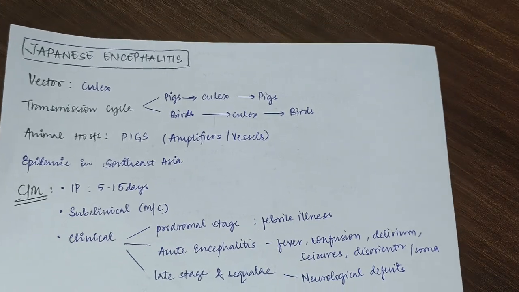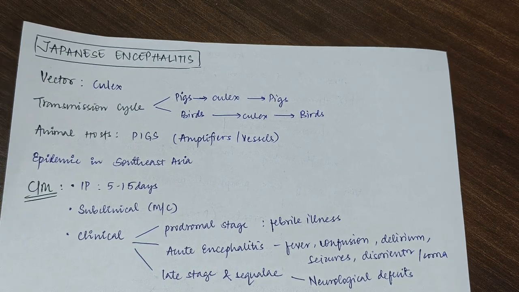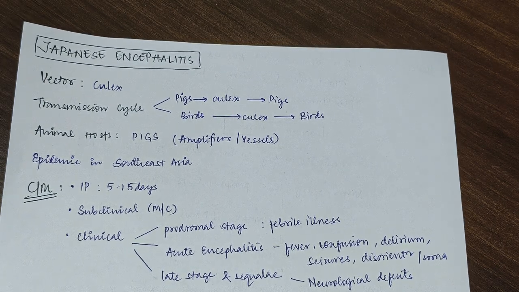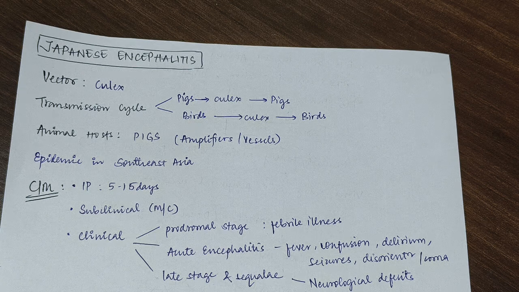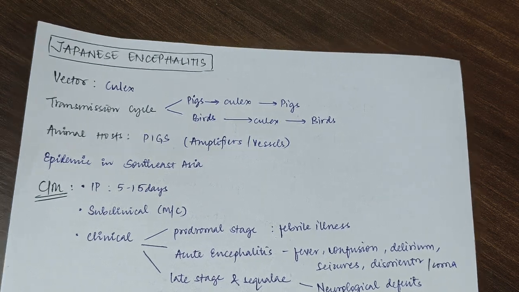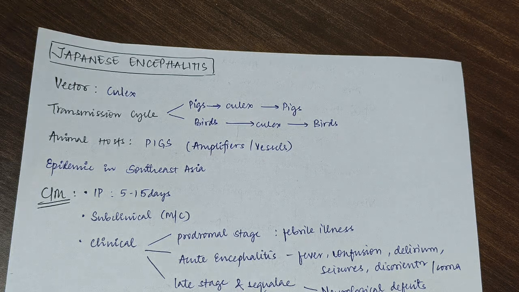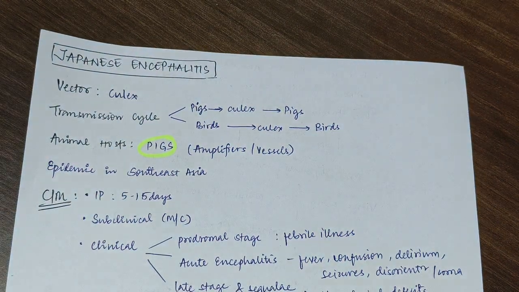These are the things you must know regarding poliomyelitis, which can be asked for 5 marks, whereas Japanese encephalitis is the next thing you need to concentrate on. So basically, what is the vector for Japanese encephalitis? It is Culex. The transmission cycle is of 2 types: pigs, Culex, then animal hosts such as birds, Culex, birds. So basically these animal hosts are pigs, which can be used as amplifier hosts. Pigs are amplification hosts.